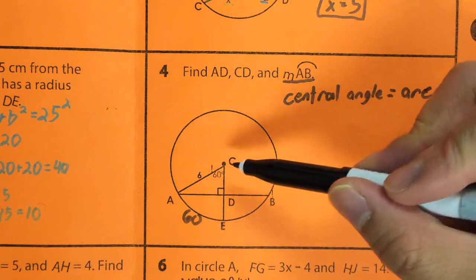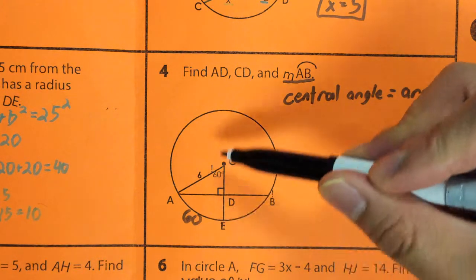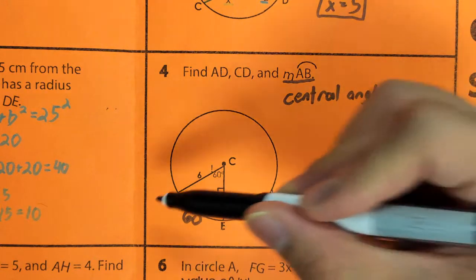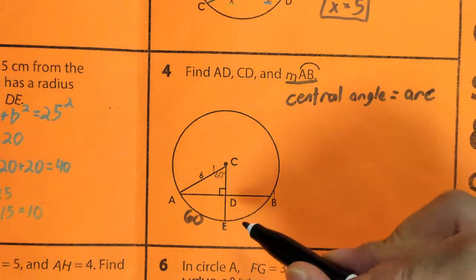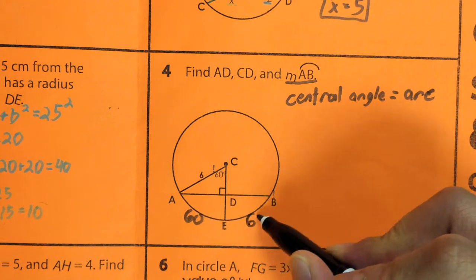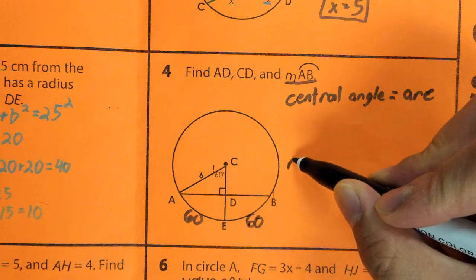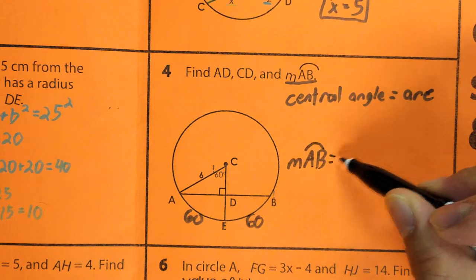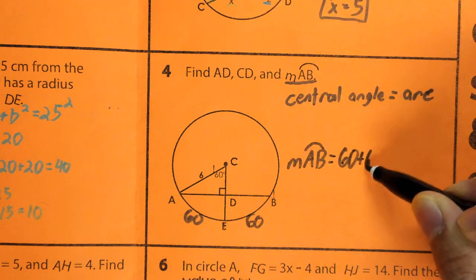Now we said that because my radius is perpendicular to the chord AB, it bisects my arc. So if this side AE is 60, EB over here is also 60. And now to find arc AB, we can do 60 plus 60 to get 120.